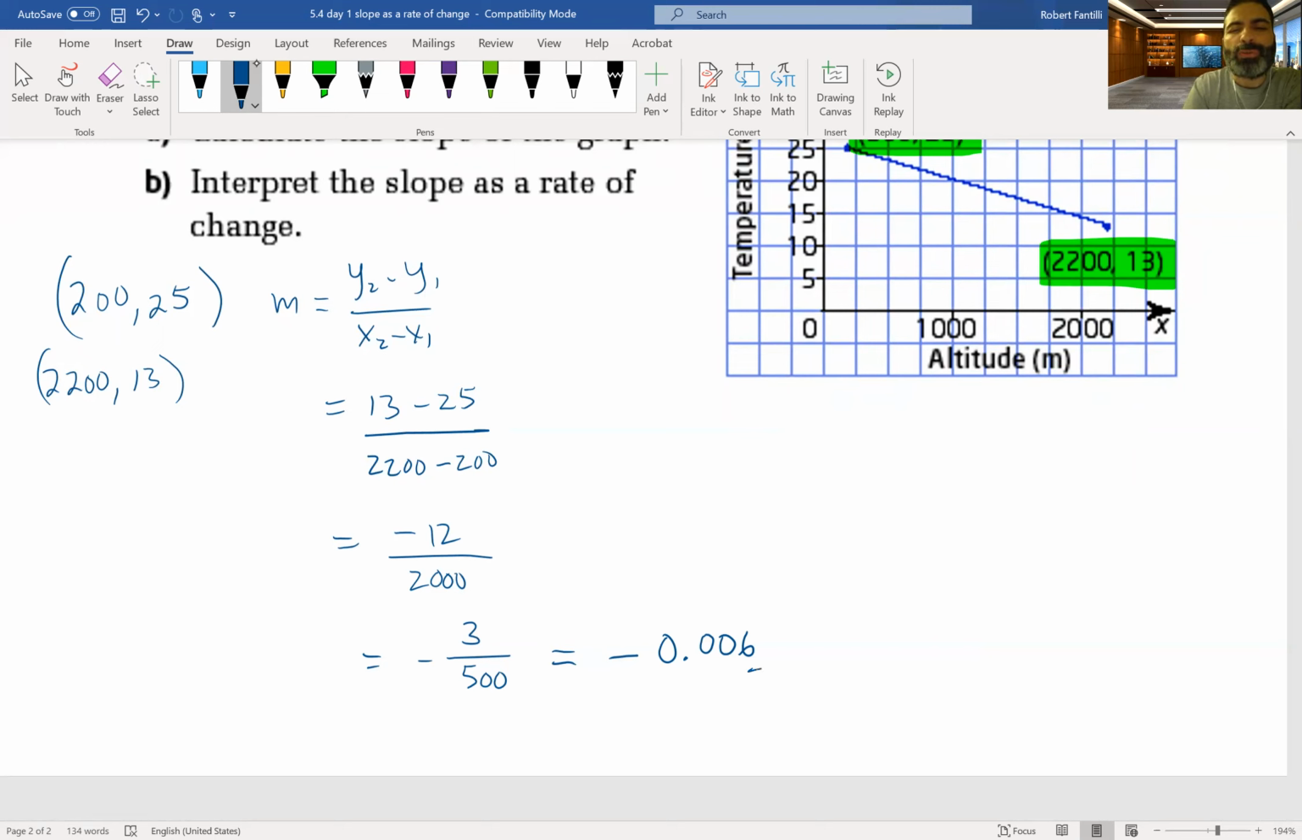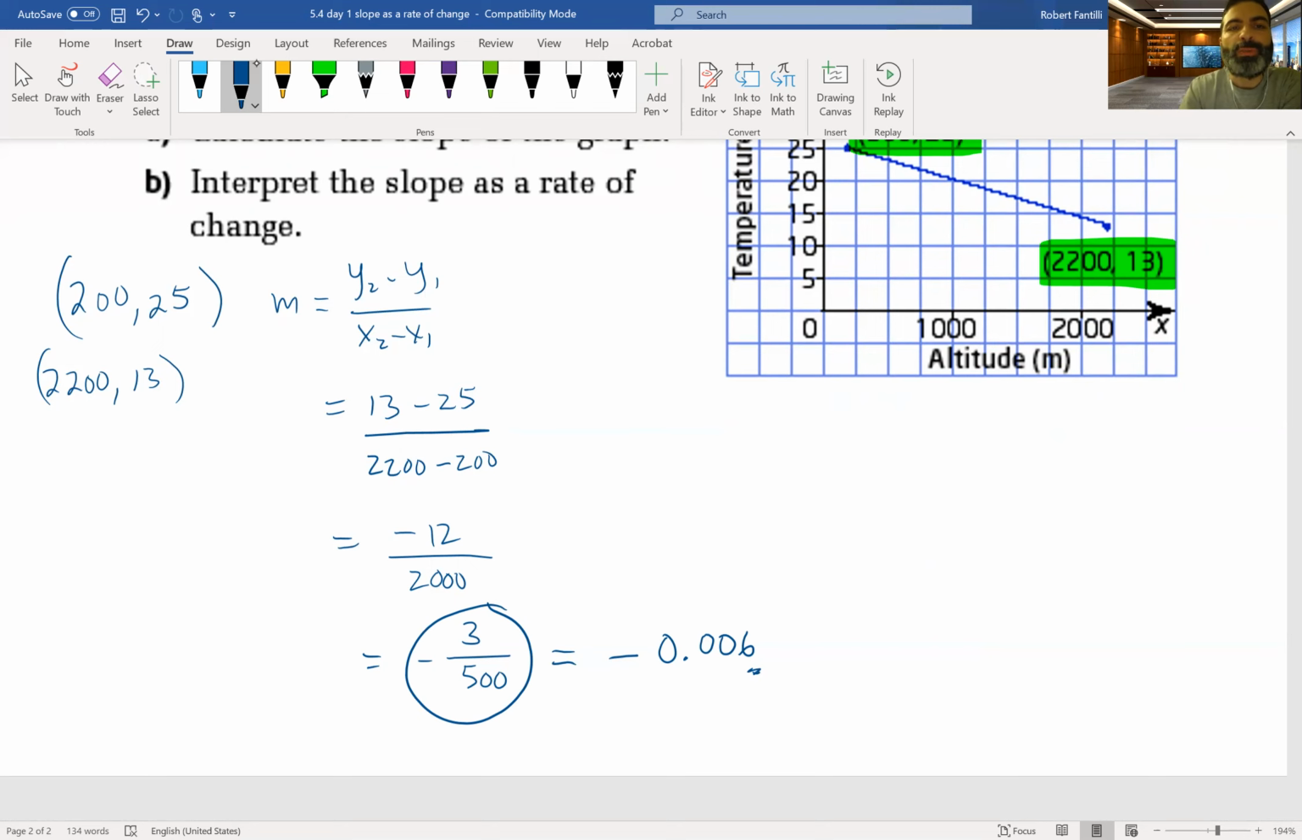How do I know that that's true? Another way of thinking about that is this is really 3 out of 500 or negative 3 out of 500. And if I doubled that, it would be 6 out of 1,000. That means the 6 goes in the thousandths column. Okay, that's another way of looking at that.